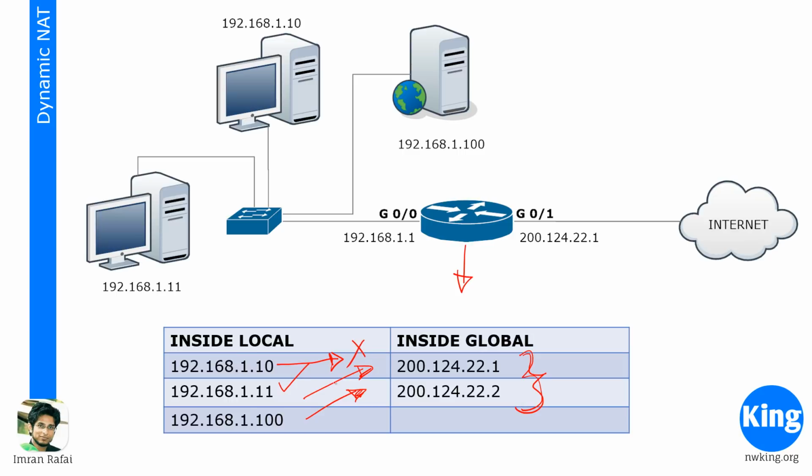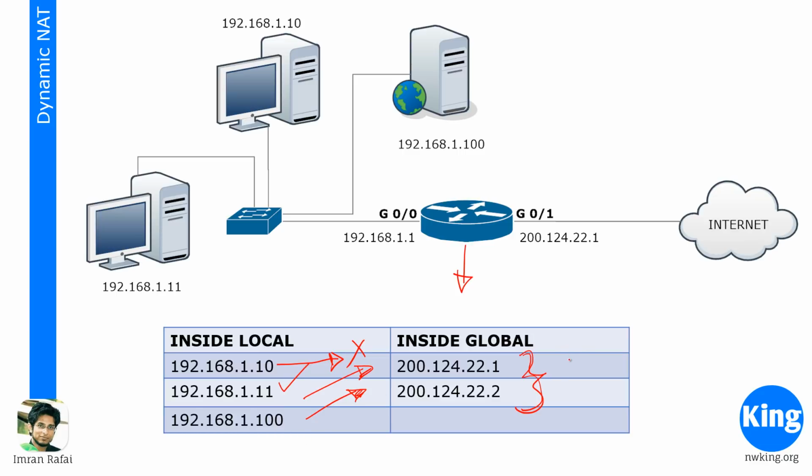That means we can have hundreds of private hosts, but because we have only 2 public IP addresses, and we are not statically mapping, any of these devices can access the internet, but only 2 at a time. So anytime you can have 2 devices that go out to the internet, right? This device goes to the internet, it gets the first IP address, then the second gets the second.